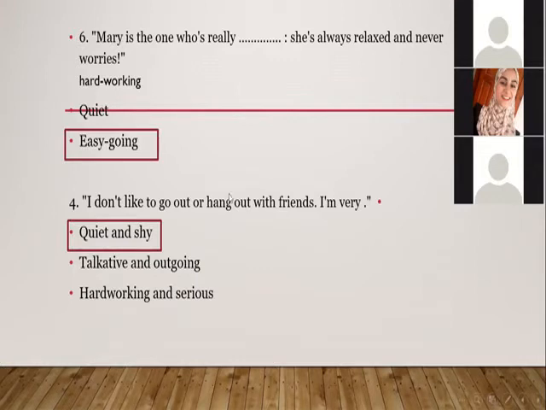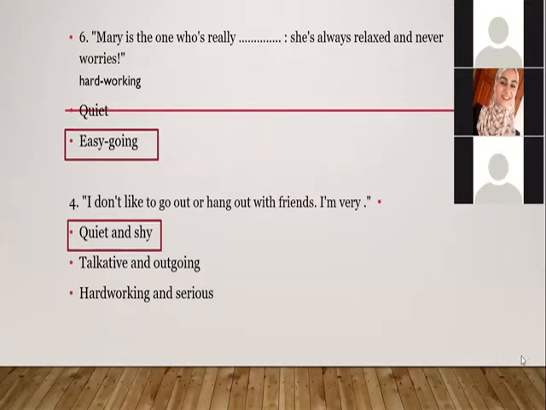Okay. Yes. What does easygoing mean? Easygoing is like someone who is, for example, from this example, Mary is the one who's really easygoing. She's always relaxed and never worries. So easygoing is like taking life simply. It's okay. Everything will be okay. Don't worry about it. Don't stress out about anything. Life is easy. You see, this is the kind of person who is a bit easygoing.